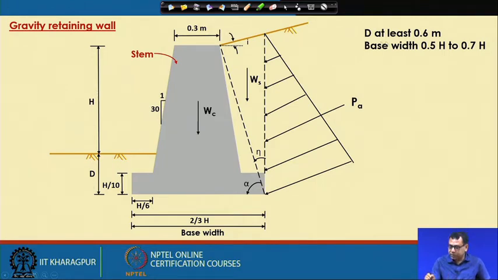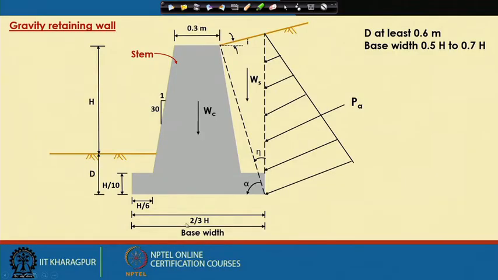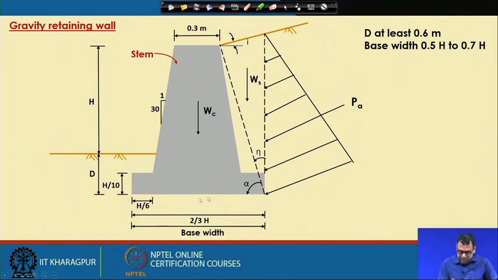So, D depth at least 0.6 meter you have to provide, and the base width of the wall should be in between 0.5 to 0.7 of h, but this is the guideline, it is not mandatory that it should be within this range, but for the selection of the first dimension you can use these guidelines, or it can be 2/3 of h. Now, this portion is h by 6 and this generally should not be more than 1 by 30, and this width minimum is 0.3 meter. Okay. And this is the wall weight, and I will discuss this alpha and this eta value part, what these two things are. Okay. And this is the PA, this is parallel to the backfill.